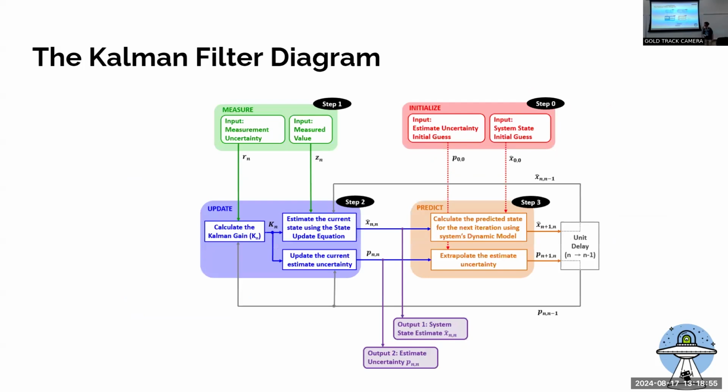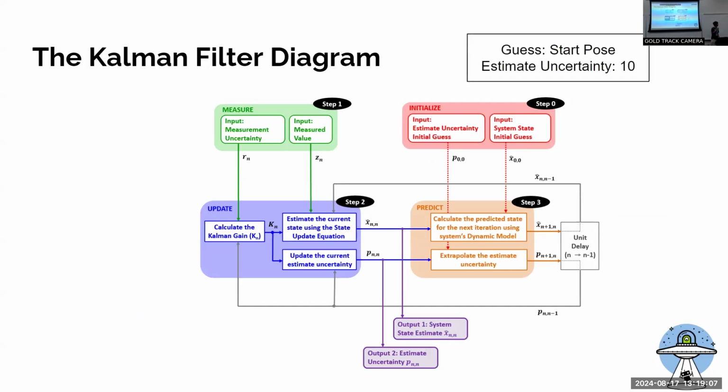So here's a schematic of how the Kalman filter works. In the red box, you can see you're supposed to initialize your values first. That's going to be your value and your variance. For the input value, you're just going to put your start pose for the localization example. That could be the origin. And then for your variance, I just put 10 as a baseline.